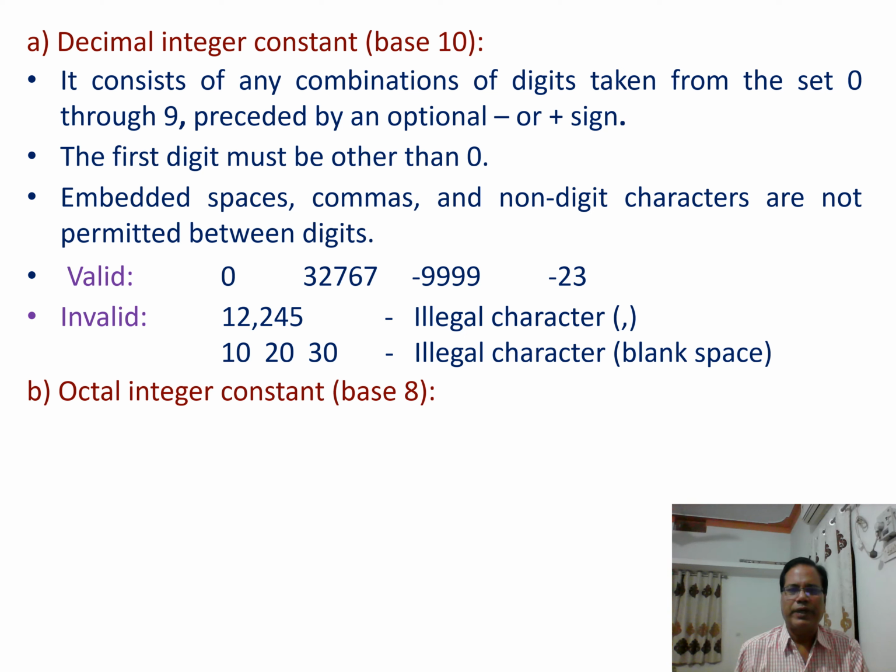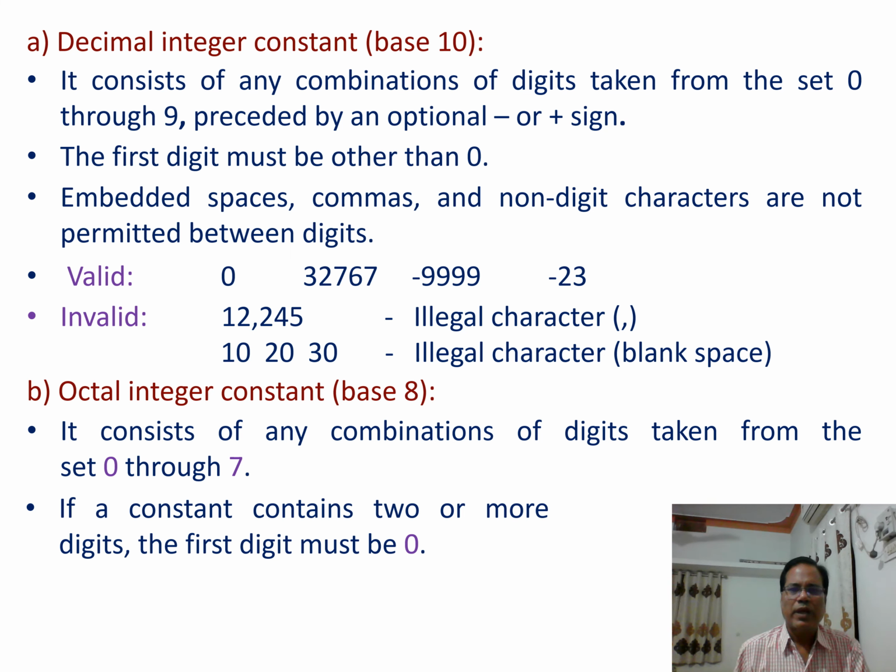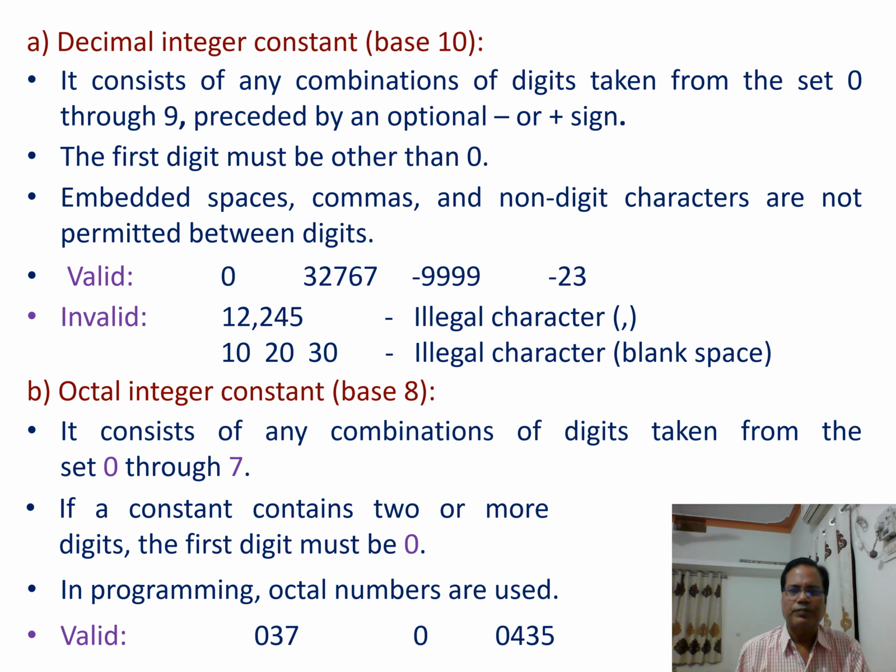Octal integer constant. An octal integer constant has a base of 8. It consists of any combination of digits taken from the set 0 through 7. We are familiar with this one. If a constant contains two or more digits, the first digit must be 0. In programming, octal numbers are used. Valid octal constants are 0, 037, 0, 0435.